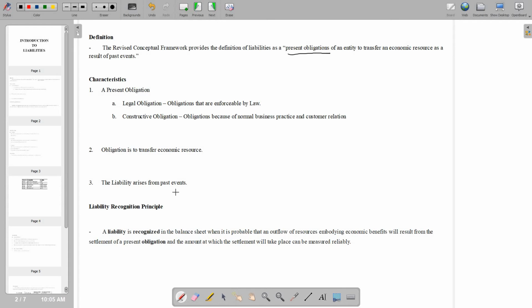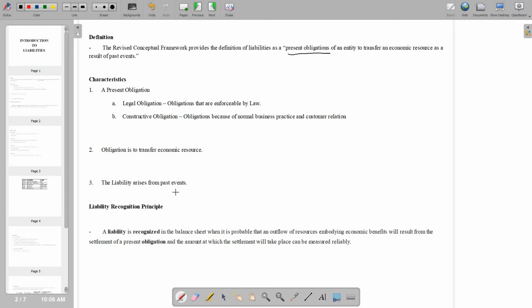Example, accounts payable. What gave rise to an accounts payable? Purchases. Someone purchased and he did not pay. That's why there is an accounts payable. So something happened in the past for an obligation or for a liability to exist.